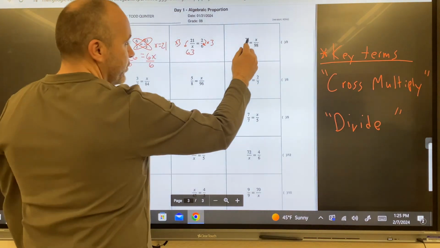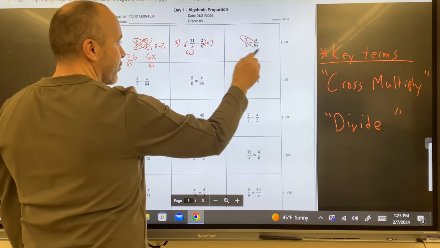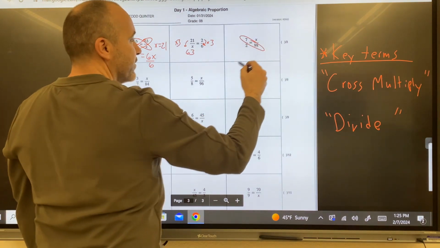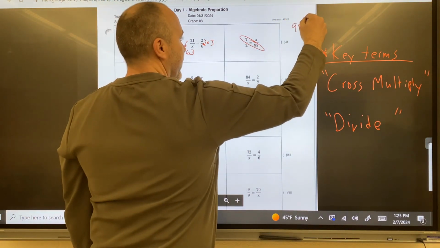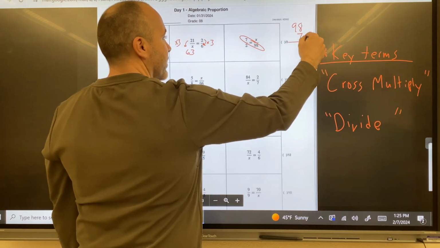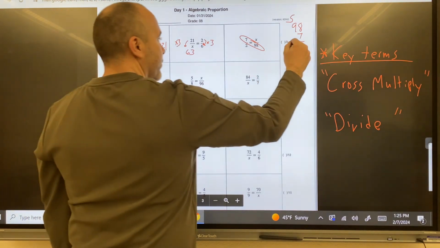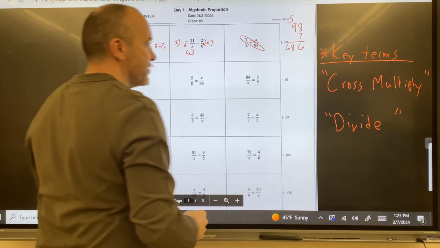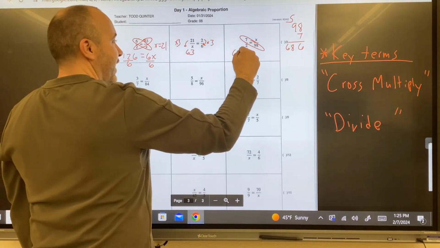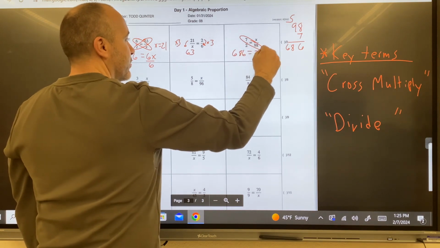Once again, we can use cross multiplication. This will always work over here. So 7 times 98, that's a tough one to do in my head, so I'm going to come off to the side. 8 times 7 is 56. Carry the 5. 7 times 9 is 63. Plus the 5 gives us 68. So we'll have 686 equals 2x.